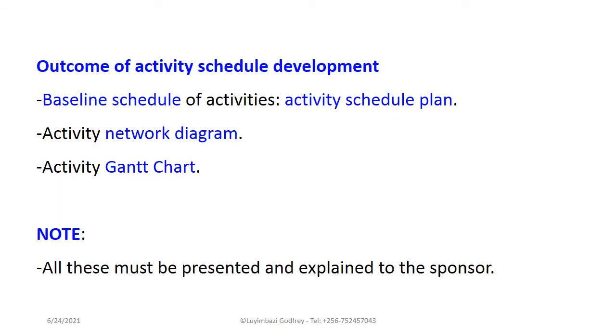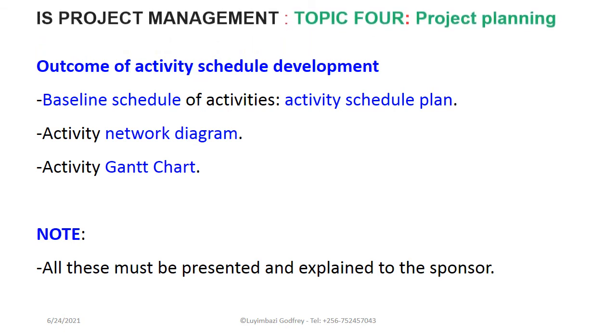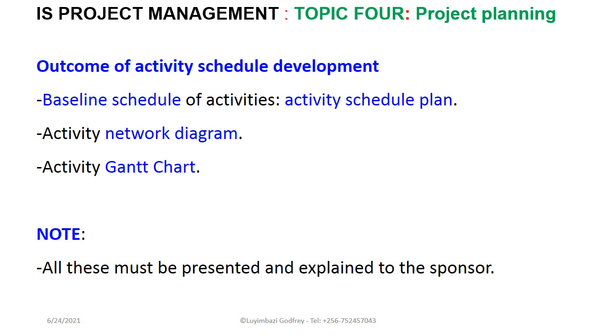Let us now look at the output or the outcome of schedule development. Now, the outcome of schedule development is basically the activity schedule plan. The activity schedule plan is the expected outcome of schedule development. And this is what we know as the baseline schedule of activities with the start dates and end dates, and this is also sometimes known as the project schedule, the project schedule of activities.